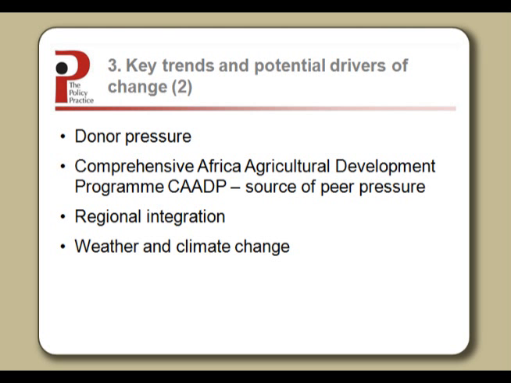Zambia has recently signed up to a CAADP compact, which could be an important driver of improved policy. And finally, processes of regional integration could also be extremely significant. Zambia has major food markets at its doorstep. Exploiting these effectively would require a shift in policy orientation, away from price intervention and towards making the public investments needed to support productivity and competitiveness.